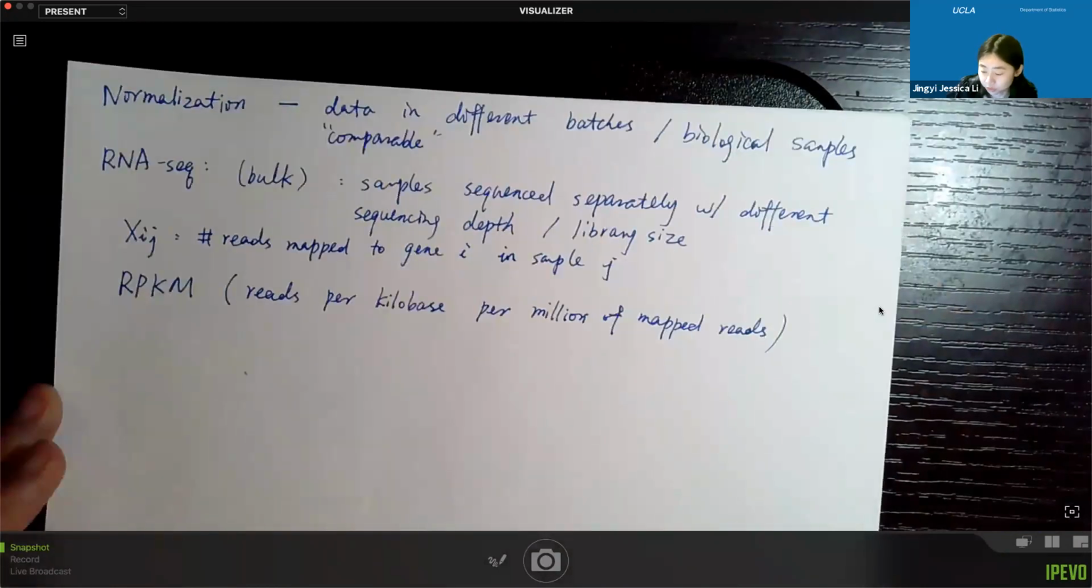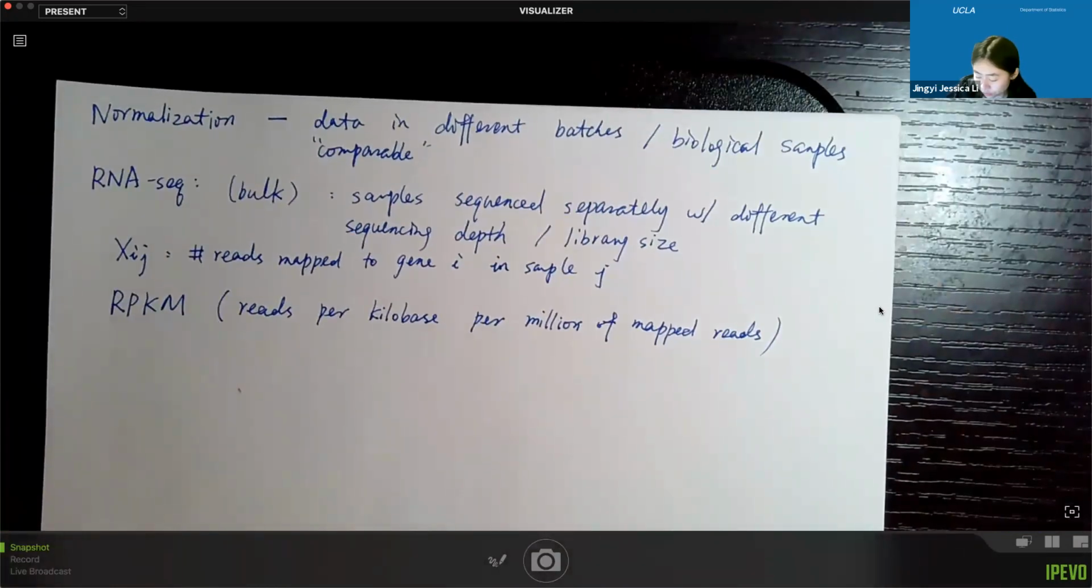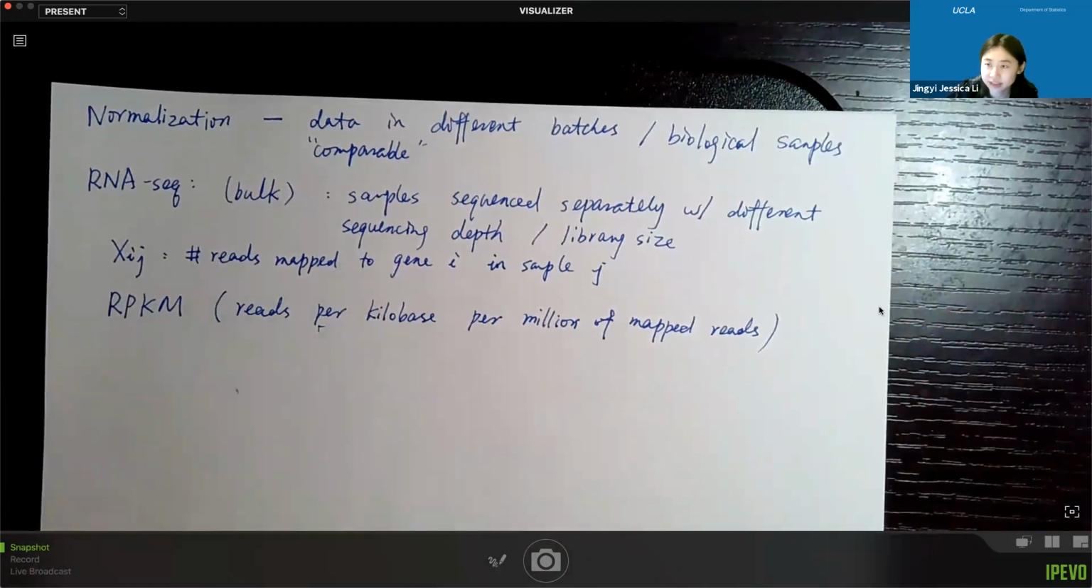So what would you do? So the first thing is that by doing the per kilobase means that you want to standardize the gene length. Because imagine if you have a gene with 1 kilobase versus another gene with 3 kilobase, then if both genes have the same expression level, you should have more reads in the second gene, the longer gene, right? You'll capture more reads.